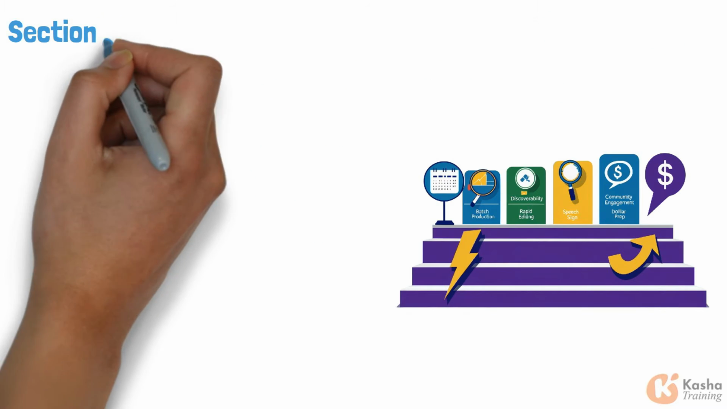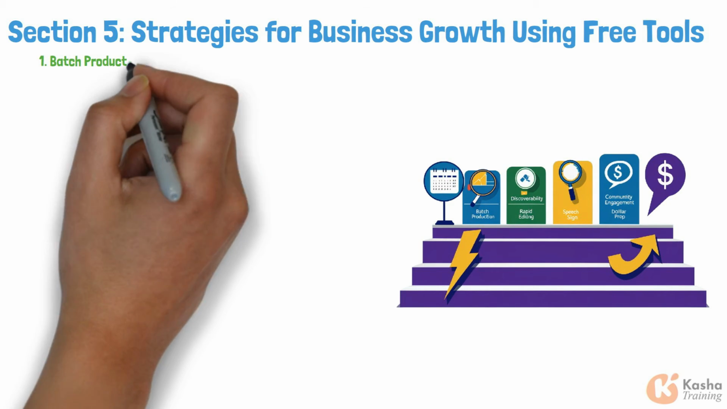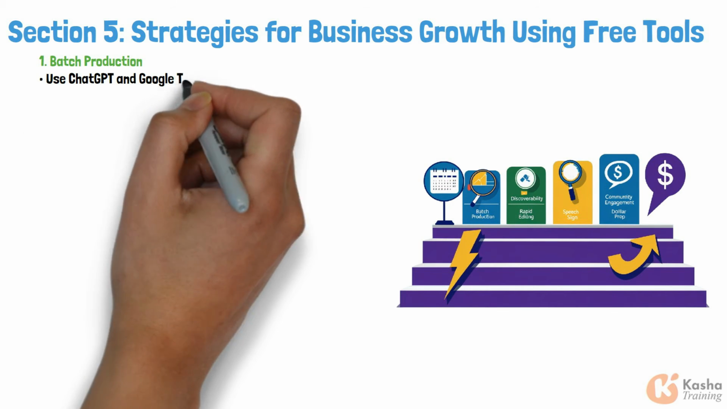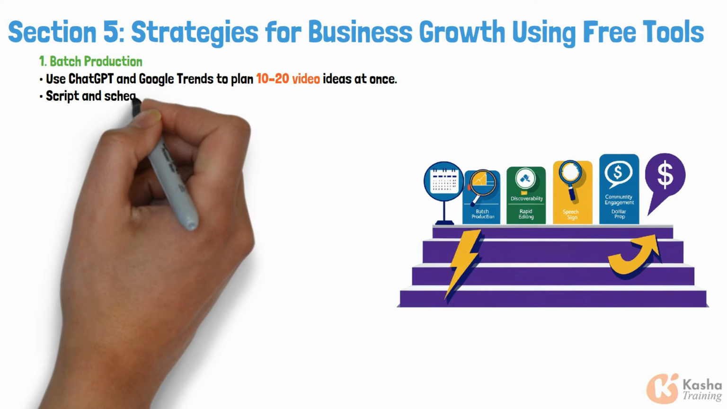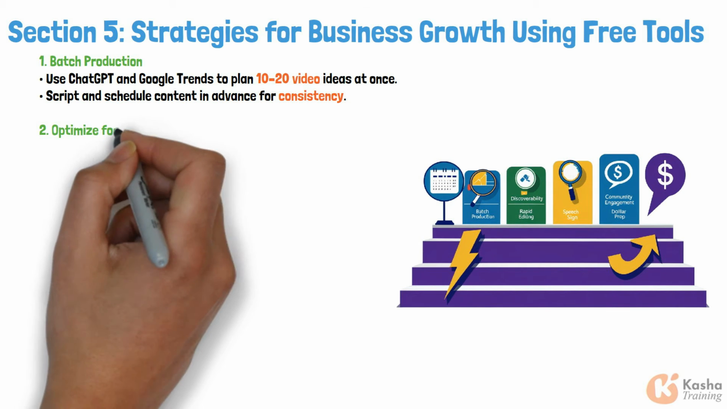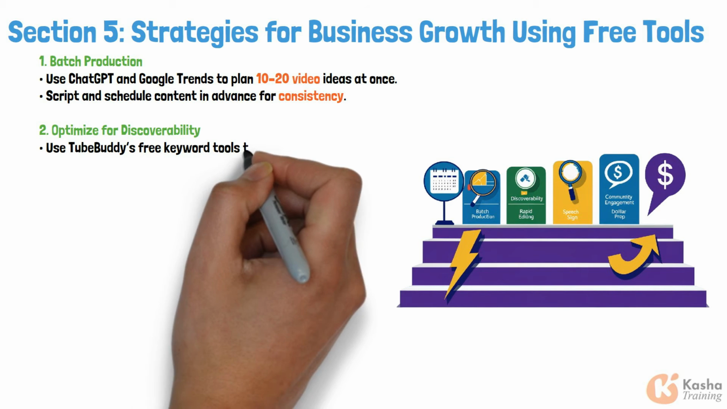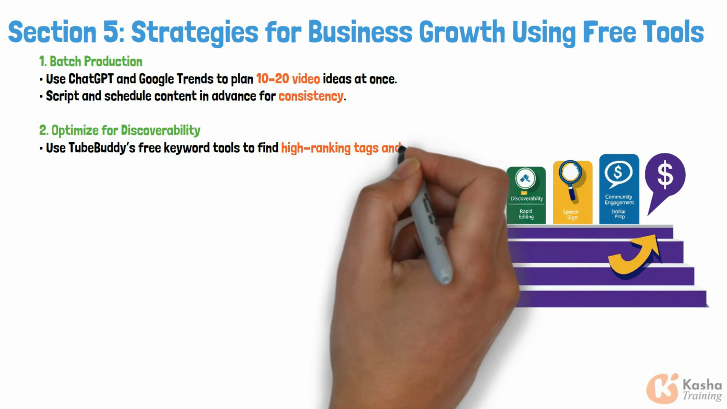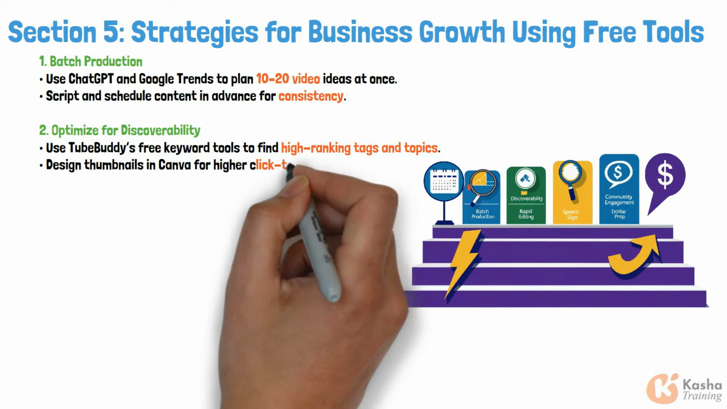Section 5. Strategies for business growth using free tools. 1. Batch production. Use ChatGPT and Google Trends to plan 10 to 20 video ideas at once. Script and schedule content in advance for consistency. 2. Optimize for discoverability. Use TubeBuddy's free keyword tools to find high-ranking tags and topics. Design thumbnails in Canva for higher click-through rates.